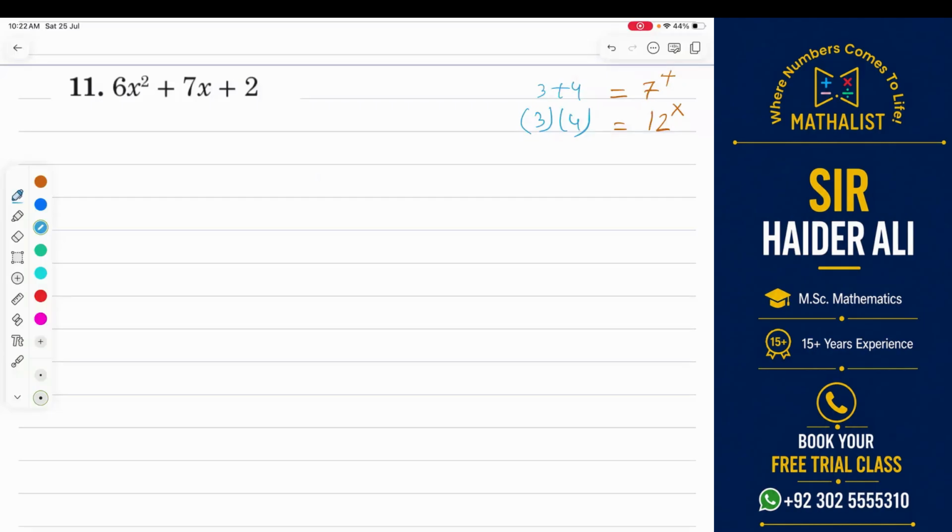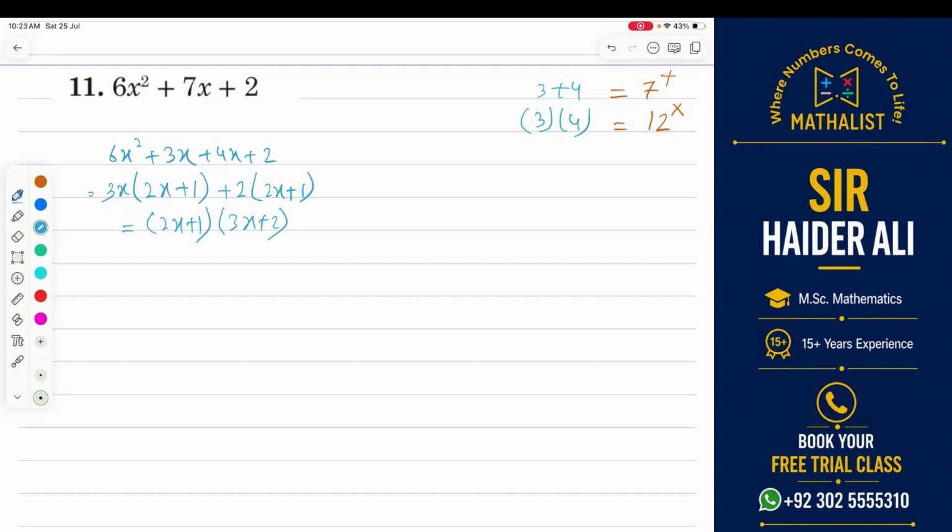Okay. Now 6x squared plus 3x plus 4x plus 2. You can take 3x common from the first two terms, and 2 common from the last two. Here you have 2x plus 1. So 2x plus 1 common, inside 3x plus 2. This is the answer.